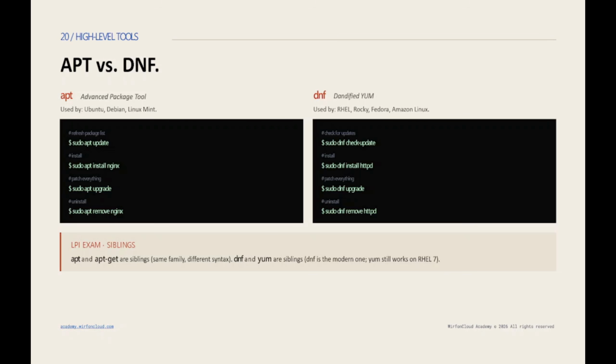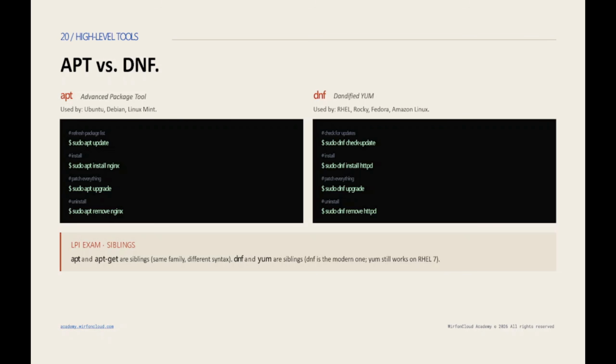apt install or dnf install installs the software. apt upgrade or dnf upgrade patches what is installed. apt remove or dnf remove uninstalls a package or software. LPI tip: apt-get is the older Debian form of apt. Both still work. Yum is the legacy Red Hat tool. DNF replaced it. Both still exist on older systems.